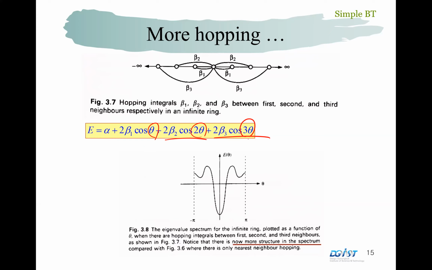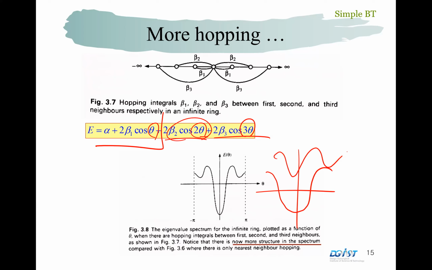So if we have a 2 theta form, for this one, we have this shape of the band. But if we have this form, we have a more wavy shape. So we have such kind of band. So if you take a look at the band and you have such a structure, you can say, okay, there is non-negligible second order hoppings, and so on. Okay.